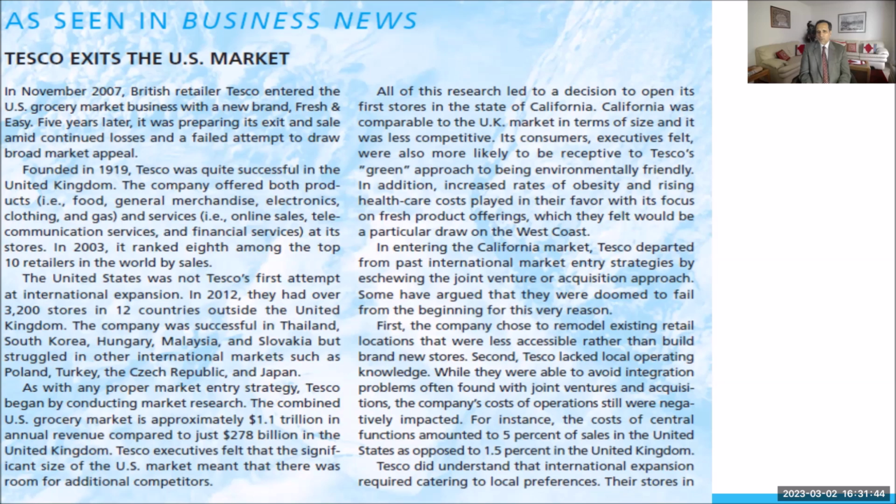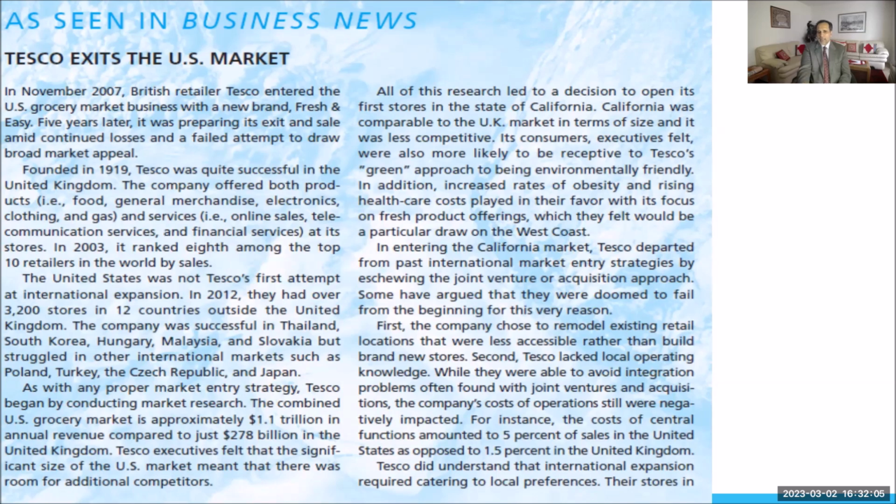While they were able to avoid integration problems often found with joint ventures and acquisitions, the company's cost of operations still were negatively impacted. For instance, the cost of central functions amounted to 5% of sales in the United States as opposed to 1.5% in the UK.